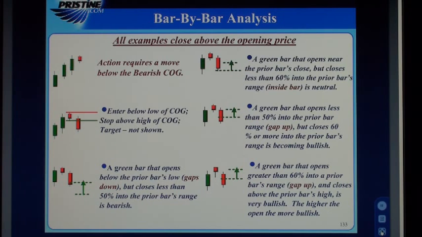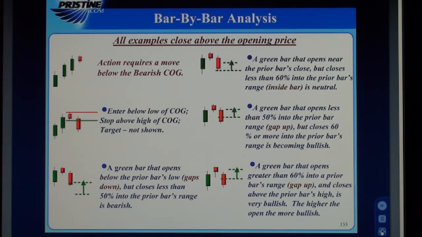Staying with our sell setup, let's look at bullish bar scenarios. With the example on the lower left, we have a green bar that opens below the prior bar's low, or gaps down, but closes less than 50% into the prior bar's range, right, which is bearish. But it did gap down and close above its opening price, but it could not retrace far into the prior red bar. Now we have to wait for the next bar to see if it'll move lower and break this bar's low.